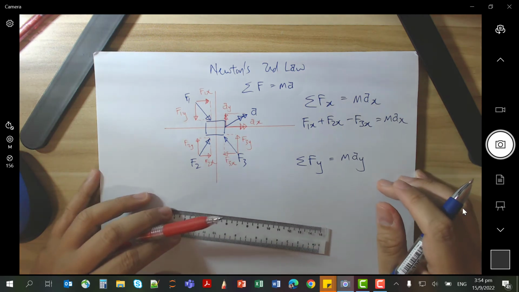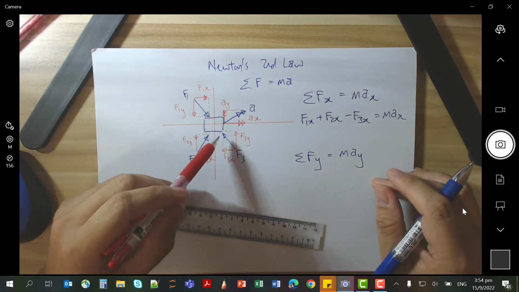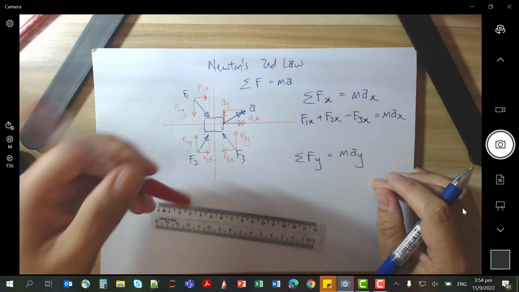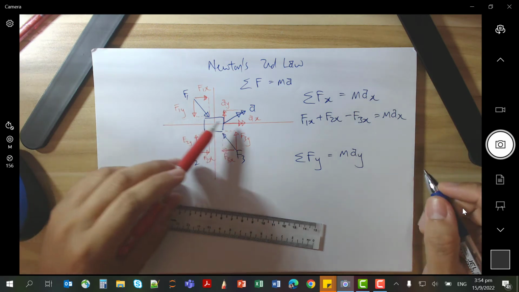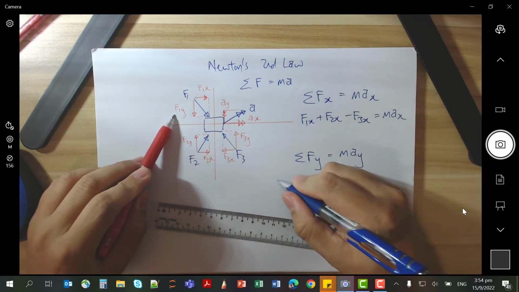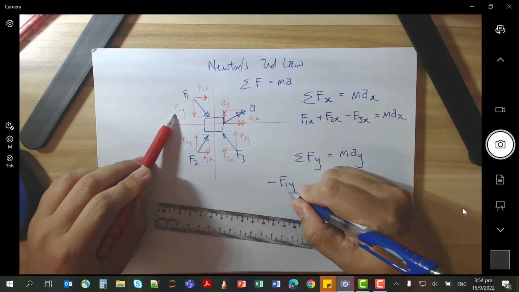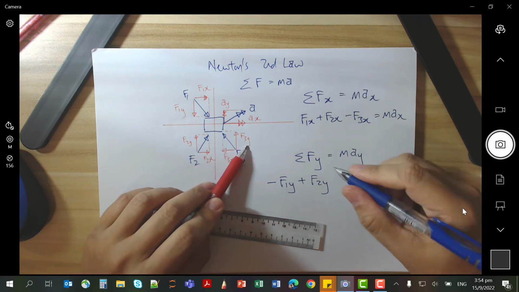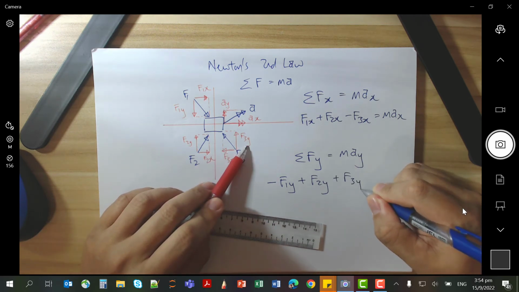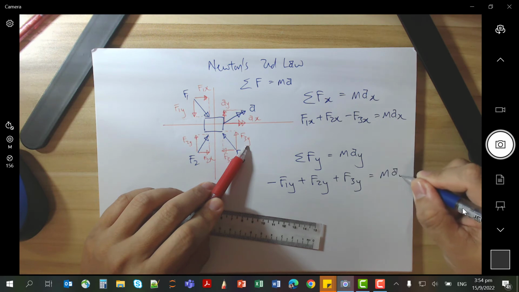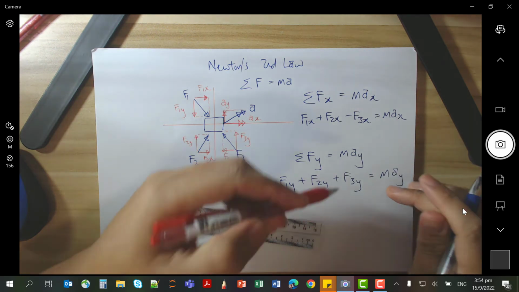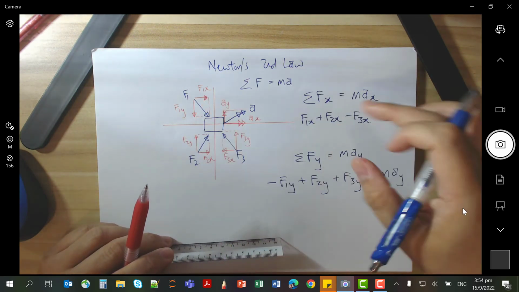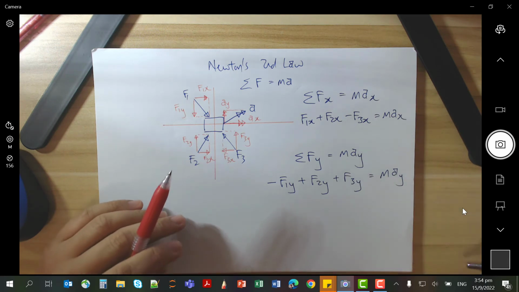The same applies to y, because ay is pointing upwards, so whatever forces pointing downwards will be negative. F1y will be negative, so you have to put minus F1y. F2y is positive. F3y will also be positive. Equals may. In this way you will be able to solve the whole system by solving these two directions.